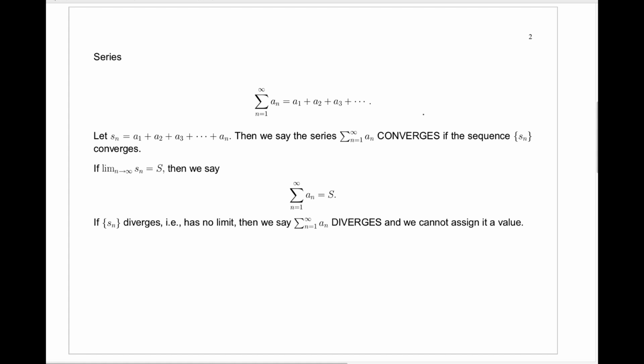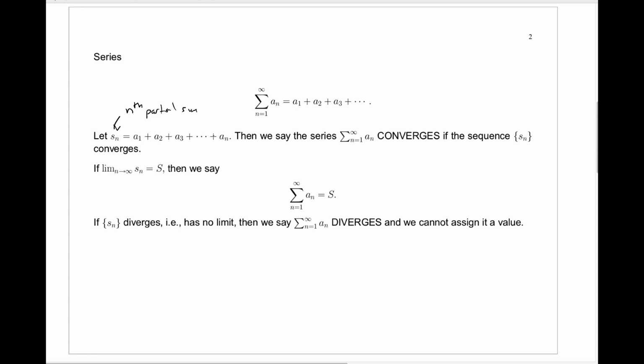Let's make these definitions precise. So here we have a series, sum from n equals 1 to infinity of a sub n. That's a1 plus a2 plus a3, etc. In order to make sense of it, what we're going to do is look at partial sums. So we define S sub n, this is what we'll call the nth partial sum. And that will just mean the sum of the first n terms. Of course, that will make sense. You can add n numbers together, any finite number of numbers.